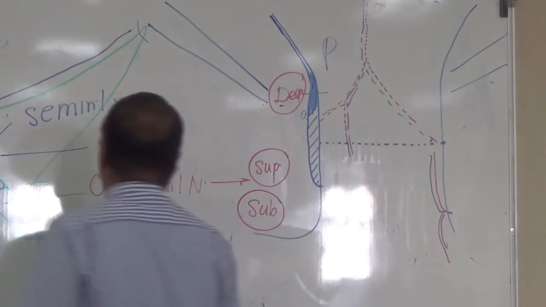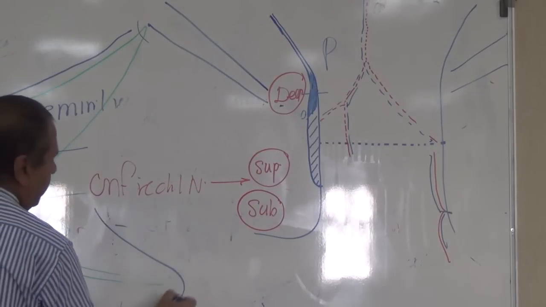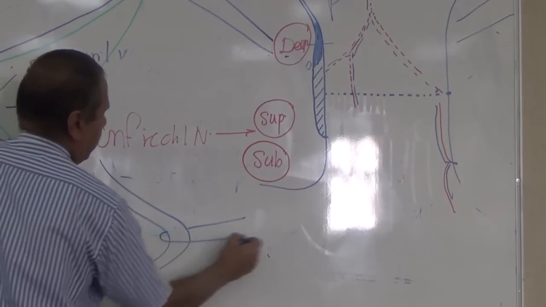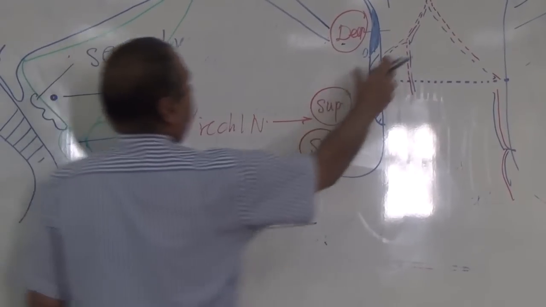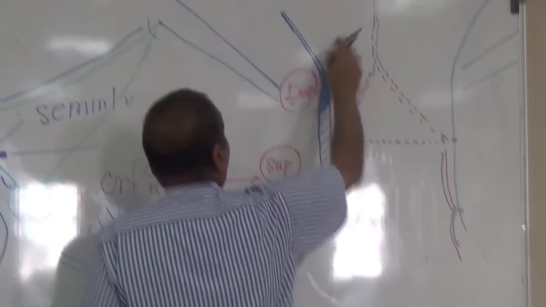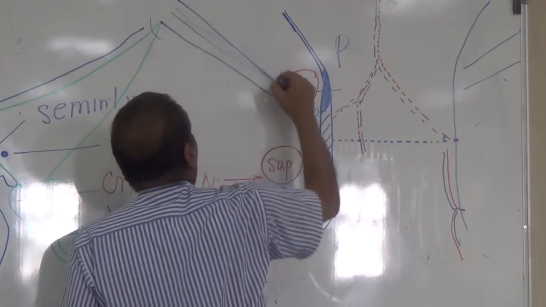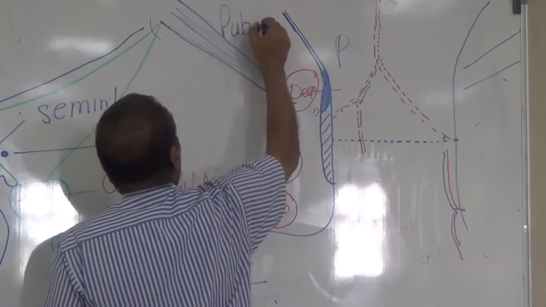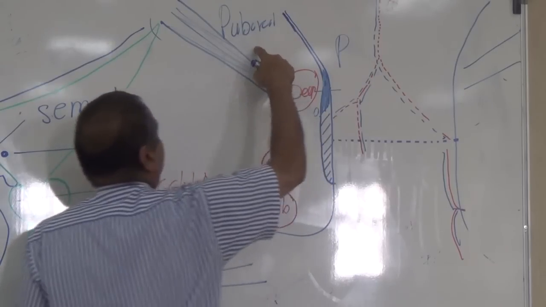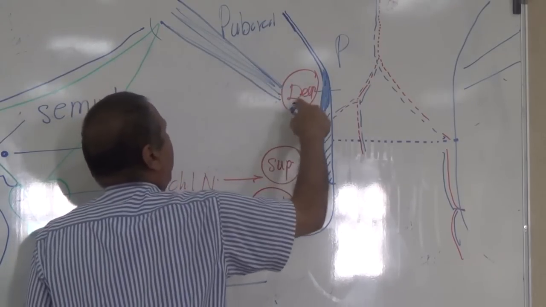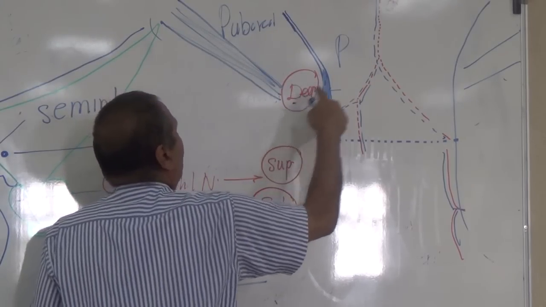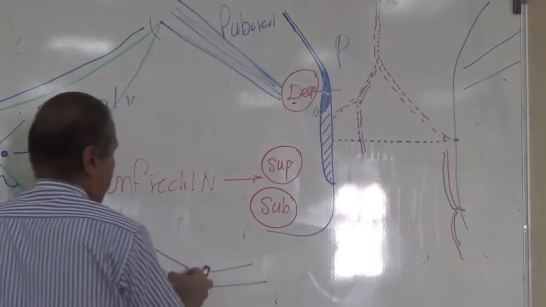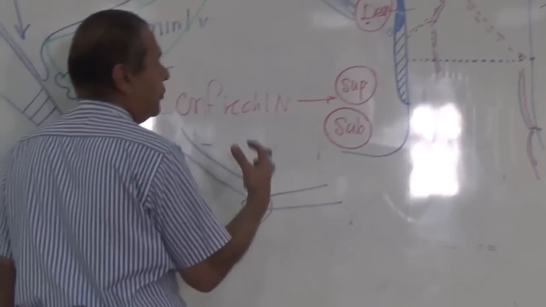You remember that the puborectalis muscle, this is the rectum, and this is the anal canal, and the puborectalis muscle maintains this angle. So at this anorectal junction, the puborectalis muscle lies. The puborectalis muscle and the deep part of the external anal sphincter, together with the internal anal sphincter, form a ring around the anorectal junction, form a ring.